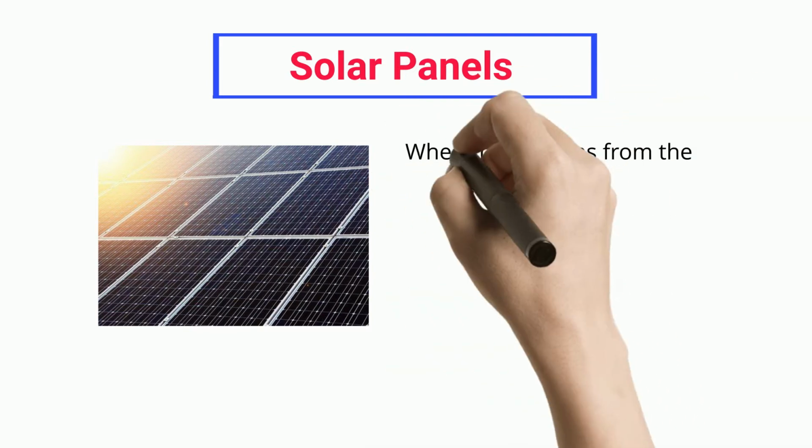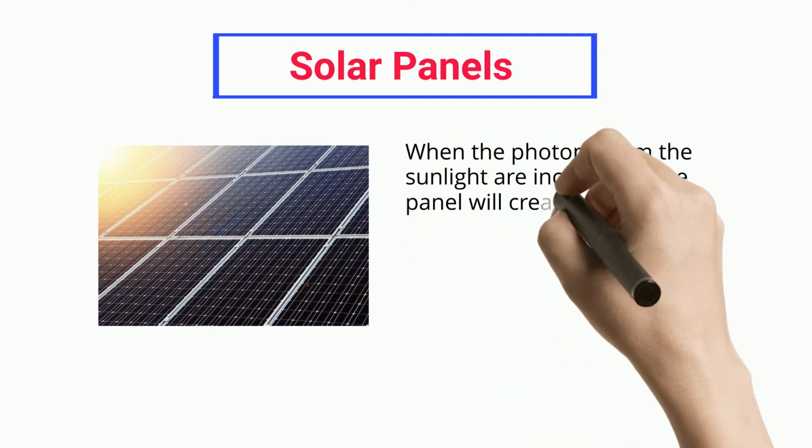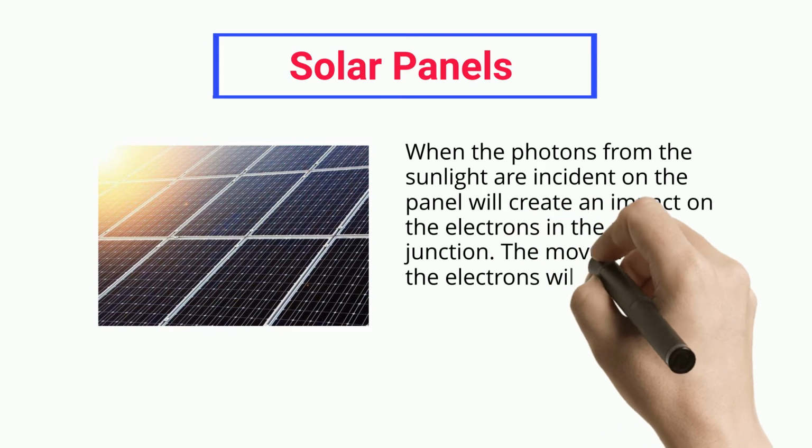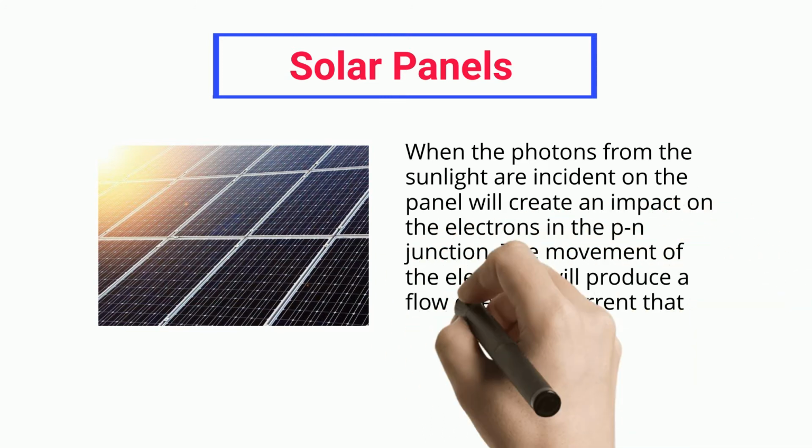When the photons from the sunlight are incident on the panel, they will create an impact on the electrons in the PN junction. The movement of the electrons will produce a flow of electric current that runs through a wire.